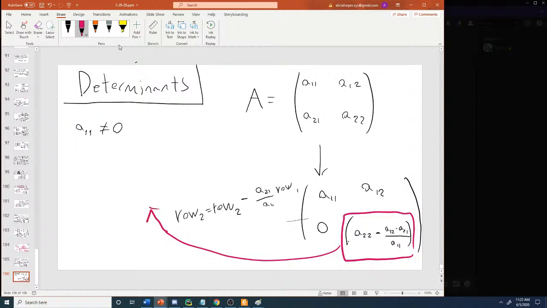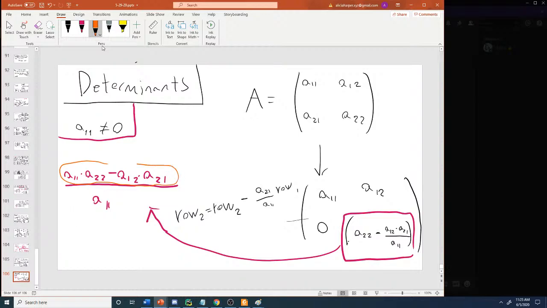Because if I study this expression, what you see is that you can combine it into a single fraction, and your single fraction will look like this. Everything will be over A11, which you're presuming to be not 0. And you'll have A11 times A22 minus A12 times A21. And maybe this expression in the numerator is familiar to you, because you probably learned about it if you took multivariable calculus.